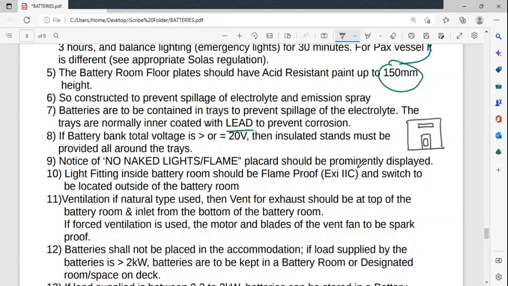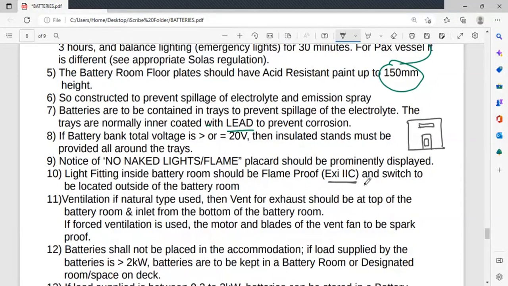Generally, this light fitting, as I said, is EXI, explosion proof, or intrinsically safe, EXII. We will see from another chapter that I'll be taking with you all these particular terminologies, EXI, EXD, etc. This one particularly has EXI2C, and we will see what all this means when we take up that chapter. Switch for this light should be located obviously outside, not inside.